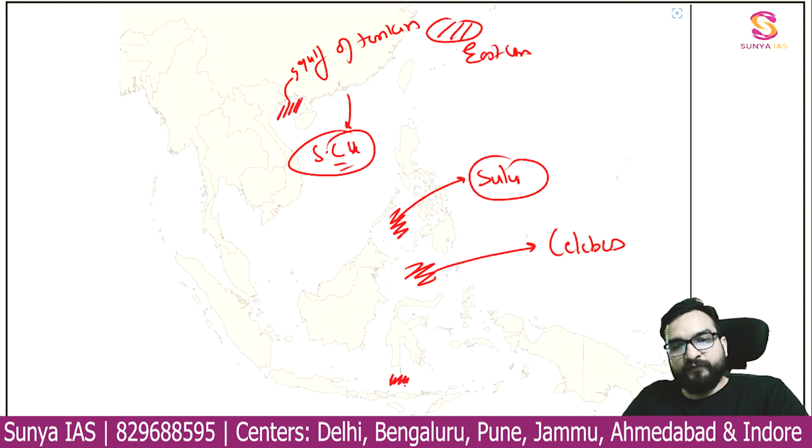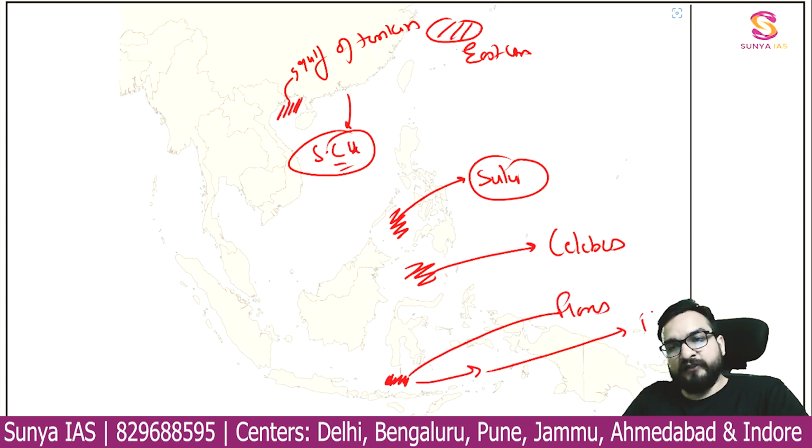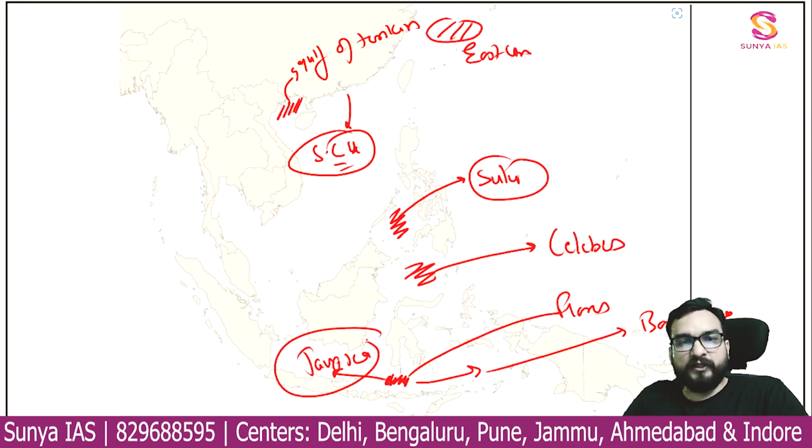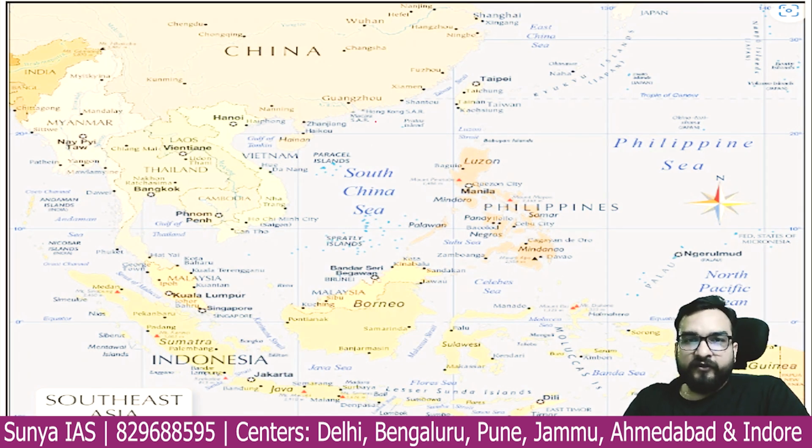About this, Flores. If I go right, then you will see Banda. If I go left, you will see Java. What's the problem, guys? If I go East China Sea above, Yellow Sea we will be finding. Don't worry. Over here you will be seeing, okay, this is not the right map.